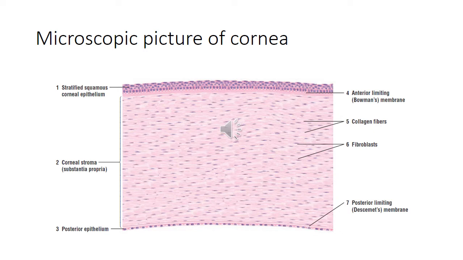Now coming over downwards, you will see the thickened basement membrane, which is also called as the posterior limiting membrane, and this Descemet membrane is actually the basement membrane of the squamous cells, which will be forming the corneal endothelium. And the last layer is the corneal endothelium cells, which are actually the squamous cells, and they are forming the corneal endothelium.